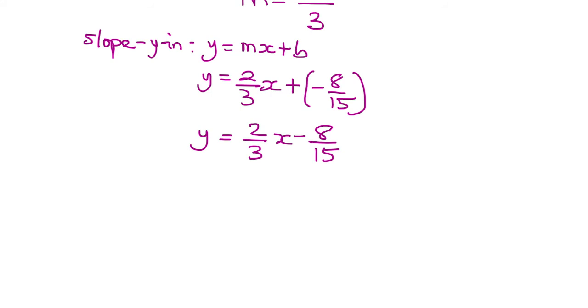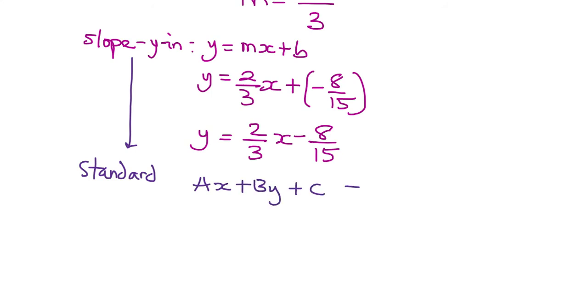That means that this is our slope y-intercept form, which is written as that. Once we are able to accomplish that, our next step is to determine the standard form. Standard form means that we'll have to rewrite this in the form ax plus by plus c equals 0, which means that we'll have to move everything from one side of the equation over to the other side.